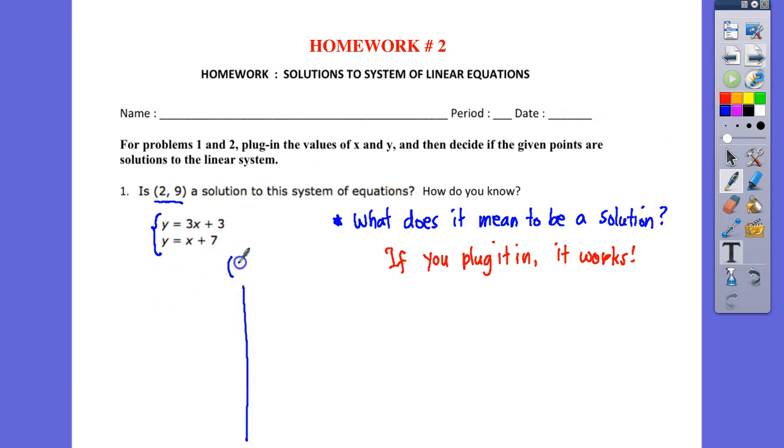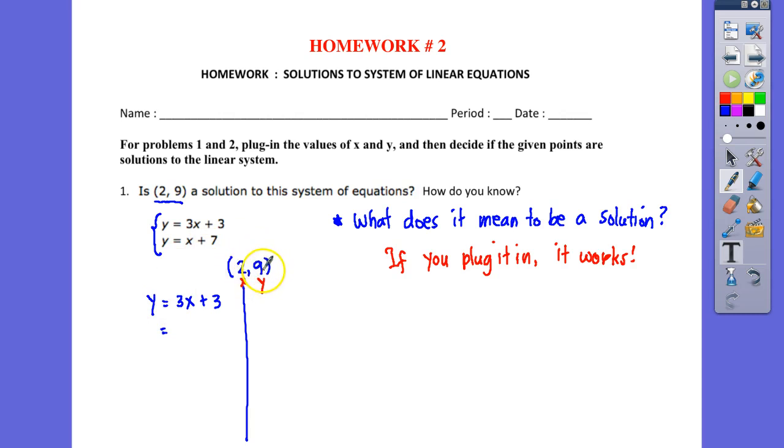So our point is 2, 9. Remember, the first number is your x coordinate and the second is your y coordinate. So write down the first equation, y equals 3x plus 3. We're going to plug it in. When you say plug it in, instead of writing the variable, we're going to write the value that we're testing. So we're testing 2, 9.